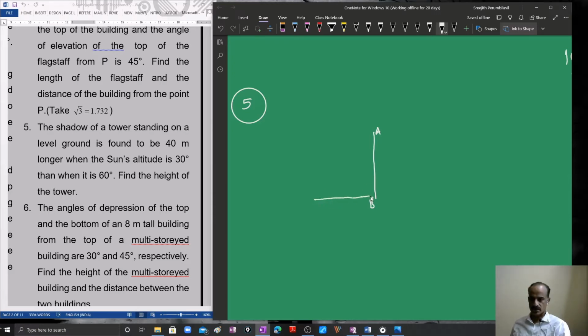There will be a shadow. Maybe the sun will be over here. This is the sun, so the shadow will fall on this side. Let AP be the shadow. When the sun moves a little more to this side, what happens?